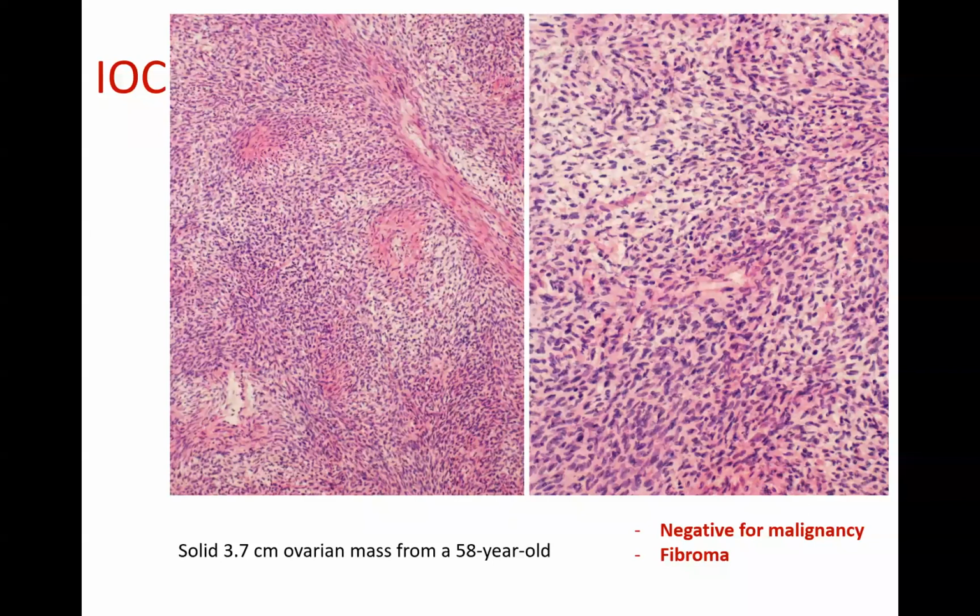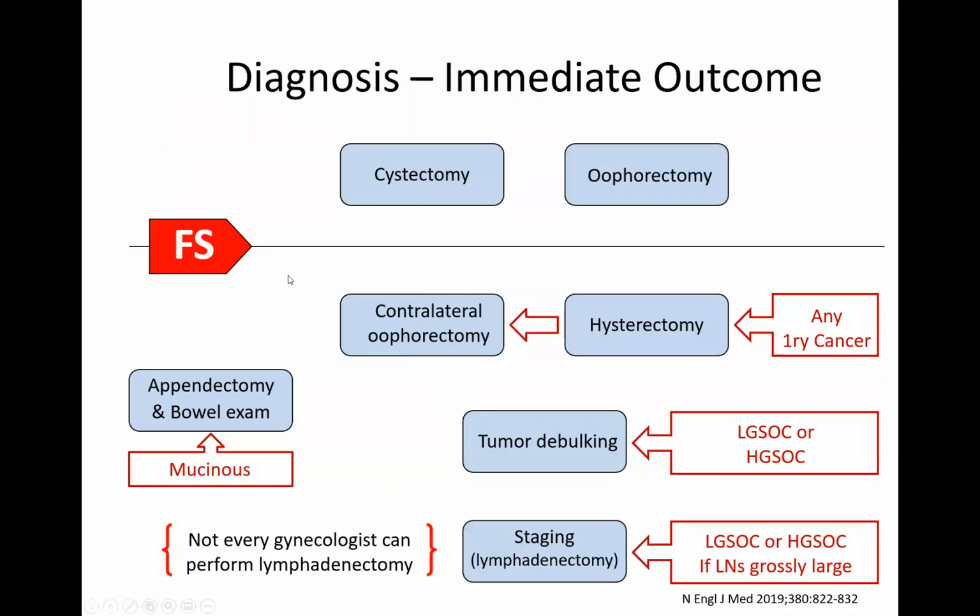You are not supposed to say anything else. If you say these words, negative for malignancy, what's going to happen? What's going to happen is that the whole thing stops here. They remove the ovary. You told them it's benign. They will not go down this list.